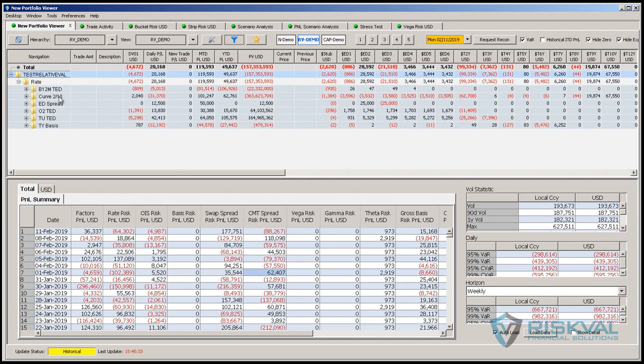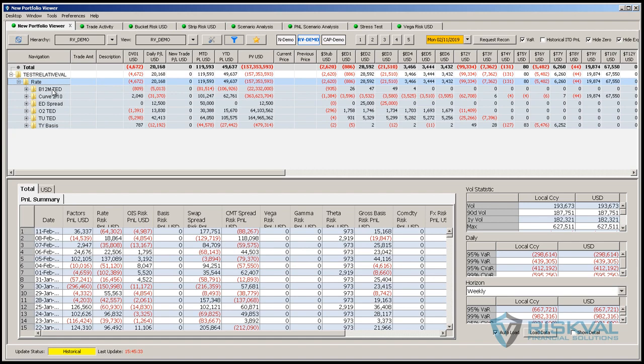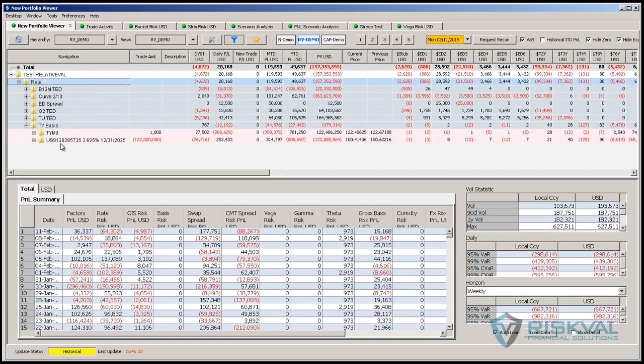When trades come into RiskVal, they can be organized based on the strategies that your traders prefer, and you have full control to zoom in. So in this test relative value book, we have a rate strategy with several simple sub-strategies below, and traders can see the DV01, the P&L, and the month-to-date and year-to-date performance of each strategy. You can drill down into the sub-strategy to see the position on each leg.